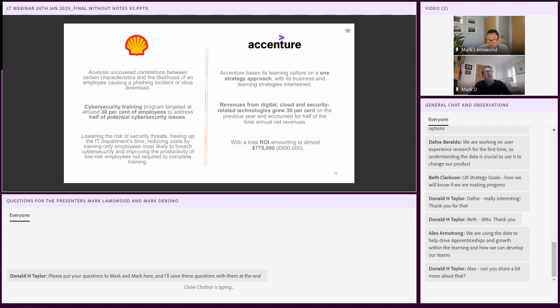So let's show you a couple of examples. You have on the page 2 organizations that we know well, that have taken a real data-first strategy to deliver learning and development and create return on investment.